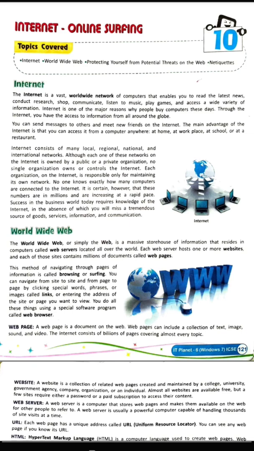With the help of the internet we can do many things online. For example, you can listen to the latest news, conduct research, do shopping, communicate with someone, listen to music, play a game, and do banking transactions. This is the biggest network, which is used everywhere. The second thing about the internet is that you can access it from anywhere, whether you are at home, at the workplace, in a school or restaurant. You can use the internet anywhere.